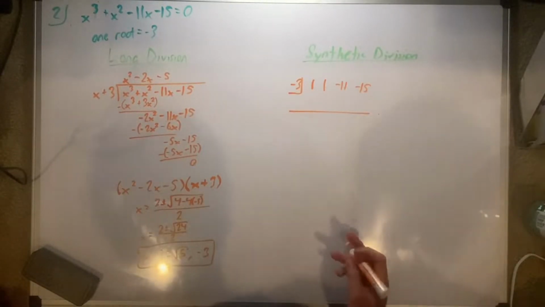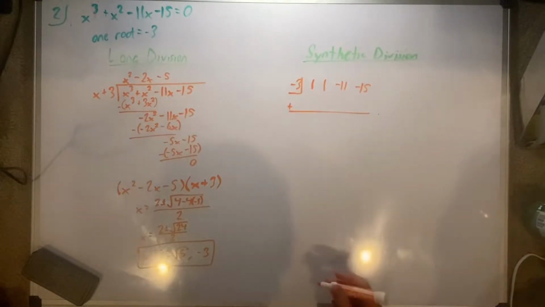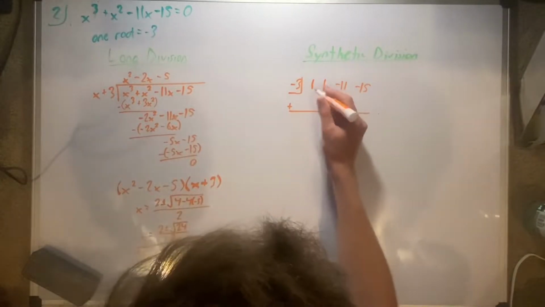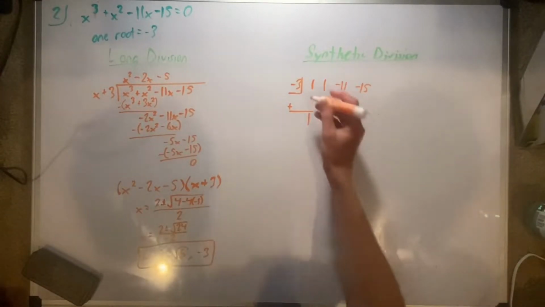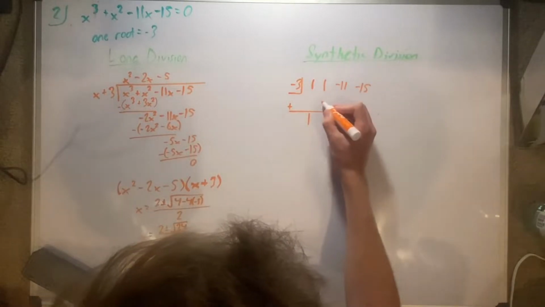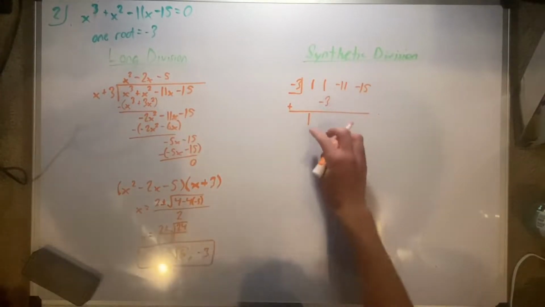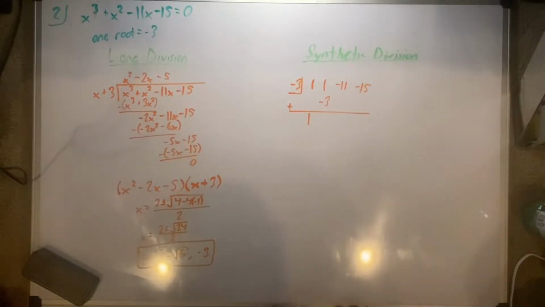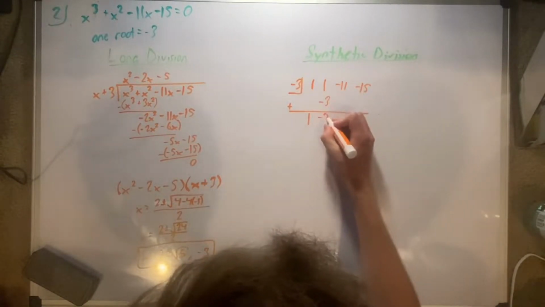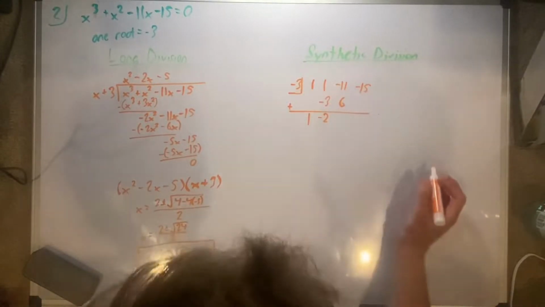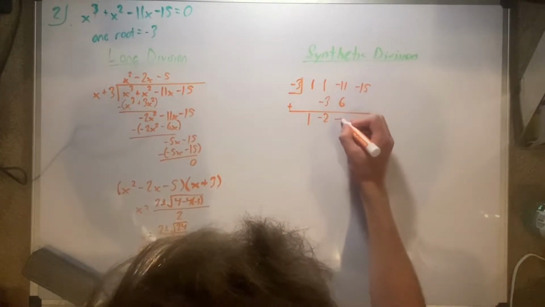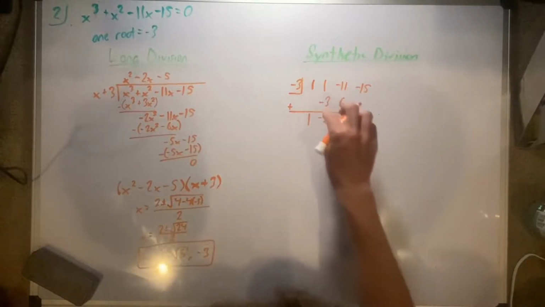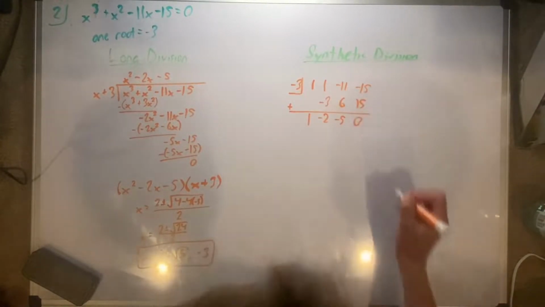So then what we would do is this here is an addition bar. So we have a 0 here, so it would drop straight down as a 1. Then we would multiply it by this negative 3. So negative 3 times 1 is negative 3, and then that goes in the bottom bar of the next column. Then we add it over, we get negative 2, multiply it here, we get 6. So this here would add to negative 5, multiply here, we get 15, 0.